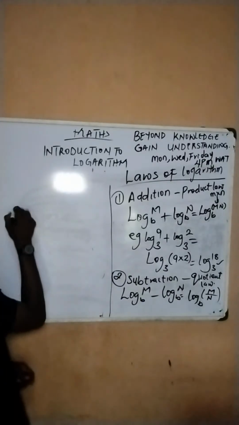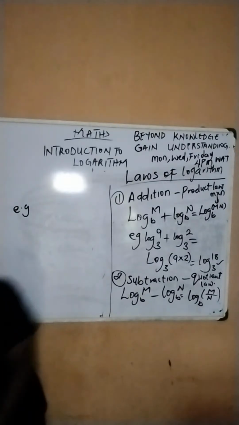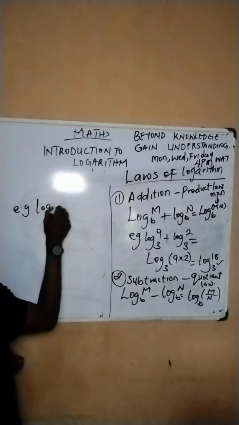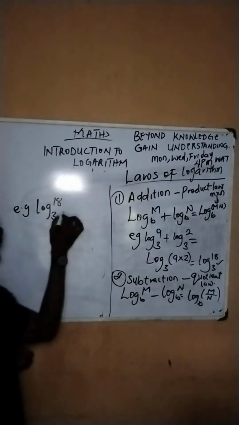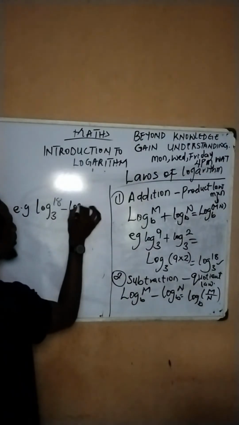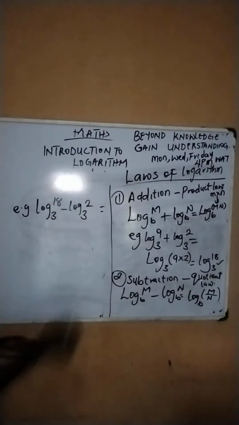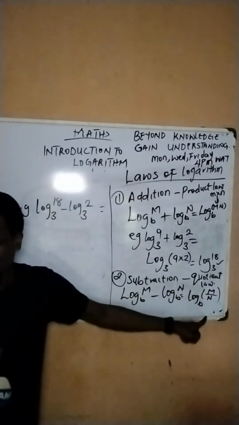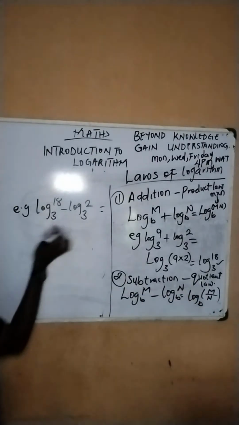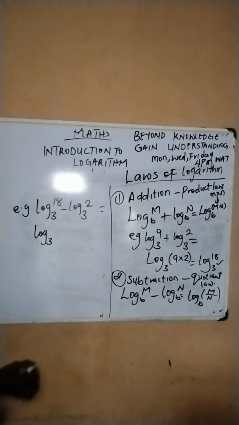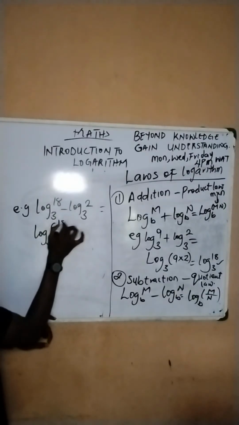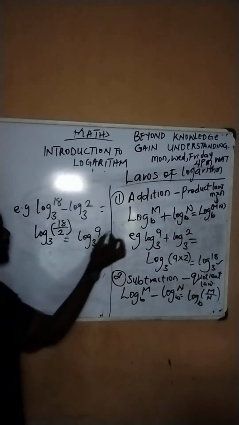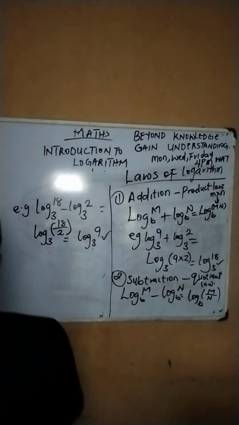So as an example, if I have log 3 base 18, then minus log 3 base 2, what's it going to be? Well, according to this law, since subtraction simply means you have to divide them, you have to find their quotient. Since the bases are the same, pick one of the bases and then divide their logs, which is 18 divided by 2. And that's going to give us log 9 base 3. This is the proof of the second law of logarithm.